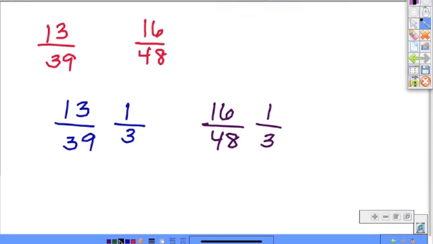Okay, look at my final answer here. I have 1/3 is equal to 1/3. So my answer to this one is yes, they are equal.